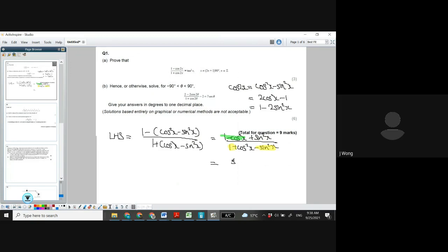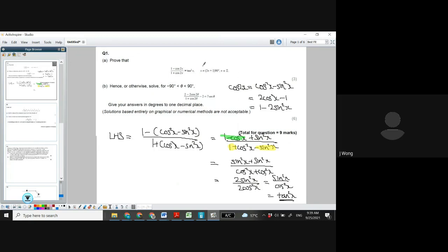So you will have sine square x plus sine square x on the top, cos square x plus cos square x on the bottom, which will be 2 sine square of x divided by 2 cos square of x, which means the 2 get cancelled out. So we just get sine square x divided by cos square x, which will be, as required, tan squared of x. Okay, so this is what we have shown.